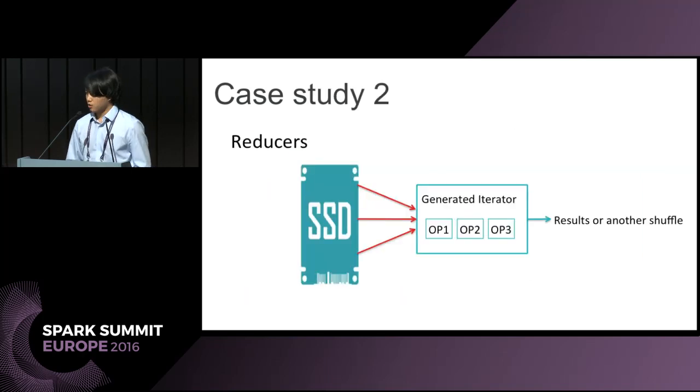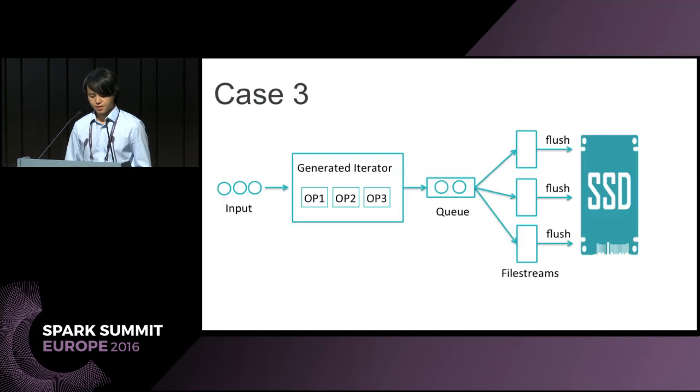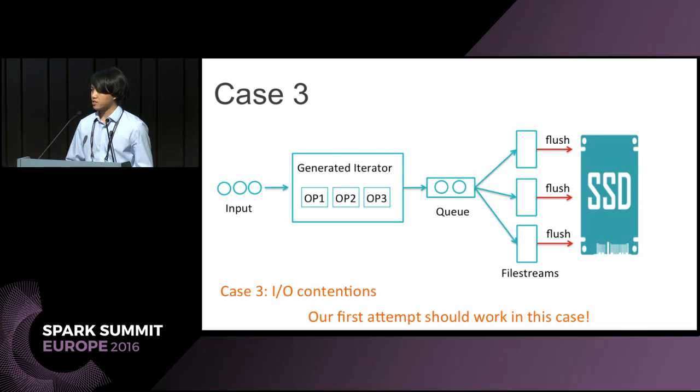Similarly, you have similar phenomena on the reducer side, where you do decompression and deserialization that takes a lot of time. And finally, if those are not the bottleneck, then we might actually hit I/O contention, when we have a lot of threads trying to write to disk, and they're all waiting for I/O. Then our first attempt is actually going to work in this case.